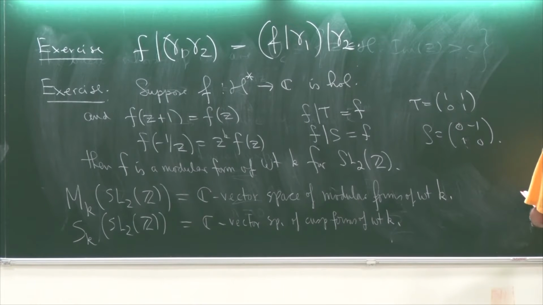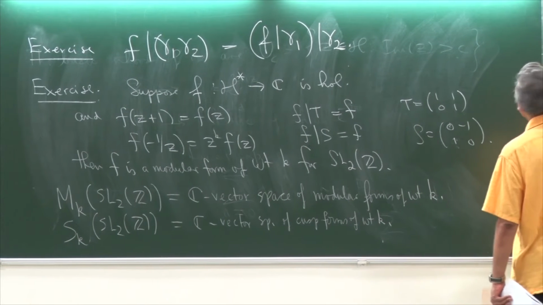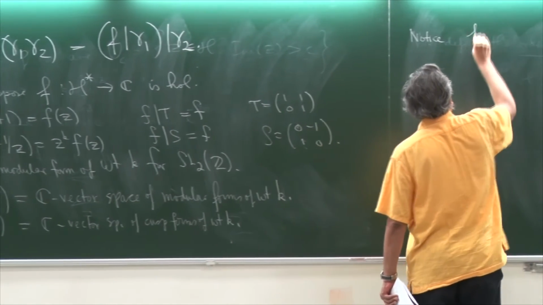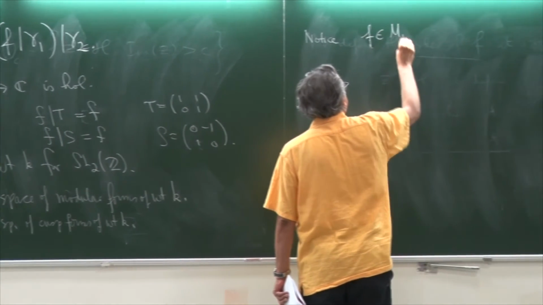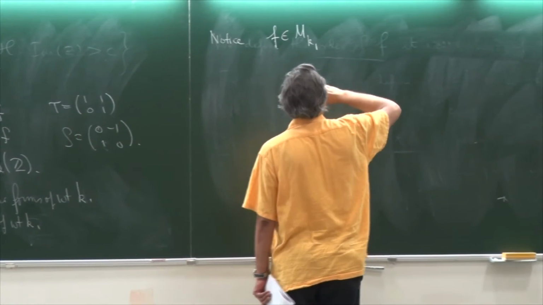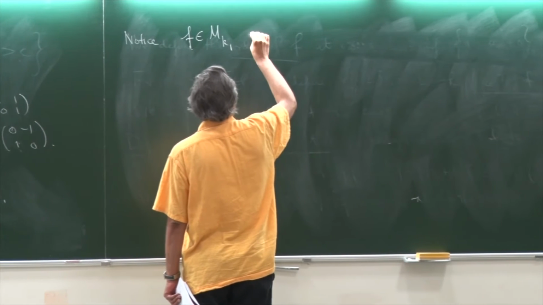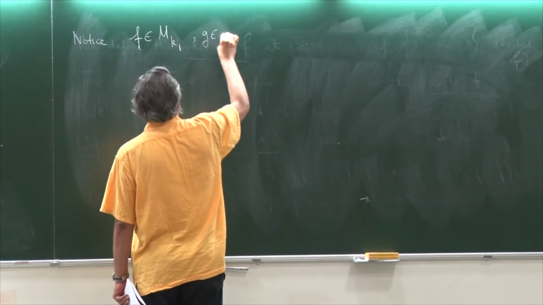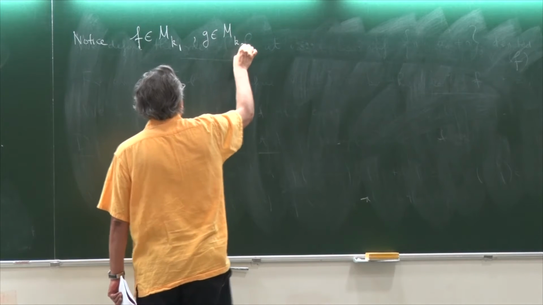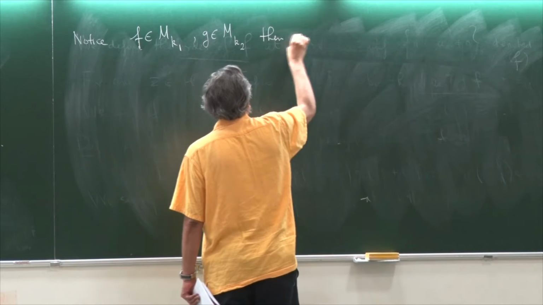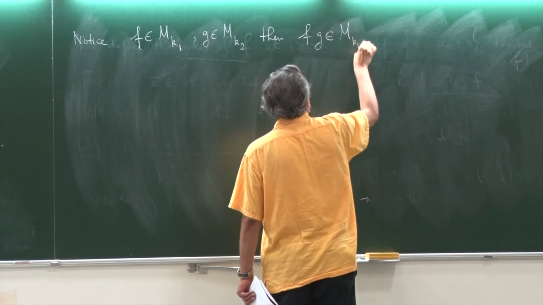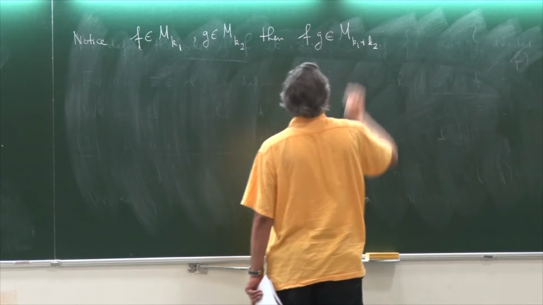We'd like to study these. Notice that if f is in M_k1 of SL2Z (sometimes I'll just drop the SL2Z there) and g is in M_k2, then fg is in M_{k1+k2}. Okay, we have this kind of structure.